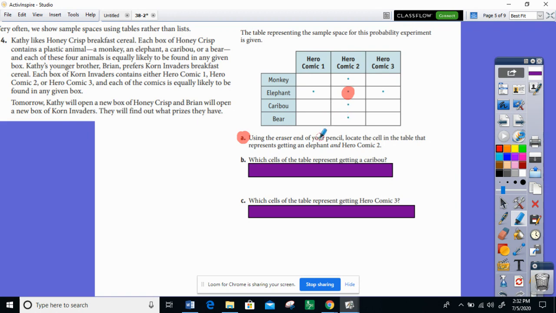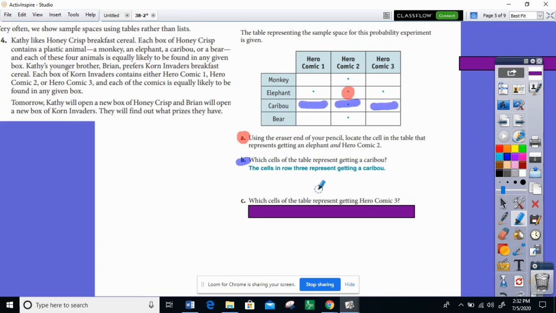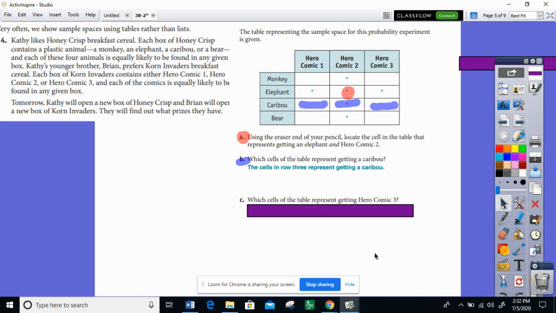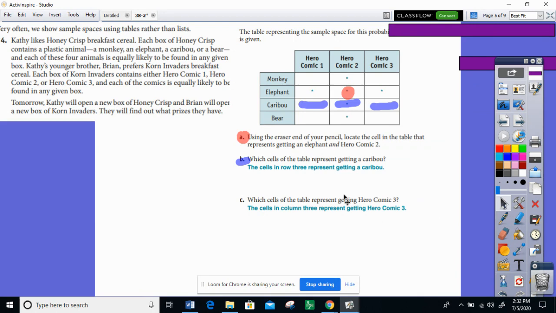So if we think about which of the cells represent getting a caribou, that would be these cells right here in the 3rd row. Which of the cells represent getting Hero Comic 3? Well, that would be any of the cells in column 3. So if we put colors to that, that would be any of these cells here.